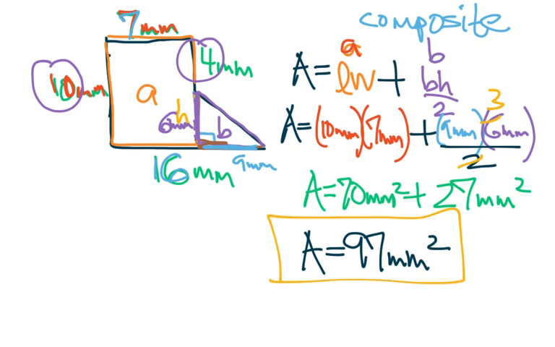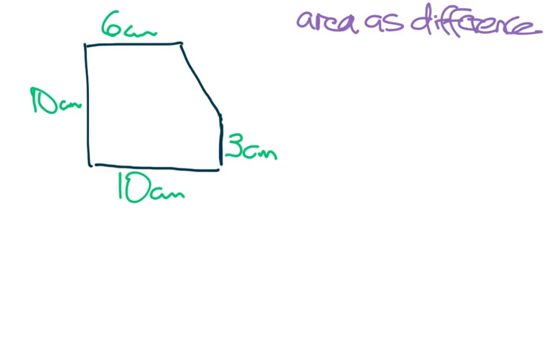That's composite. Hey, let's do another one, area's difference. So here, go ahead and draw this up. It almost looks like a portion was cut from it, like snipped off with some scissors. Go ahead and draw and label it up: 6 centimeters, 10 centimeters, 10 centimeters, 3 centimeters.